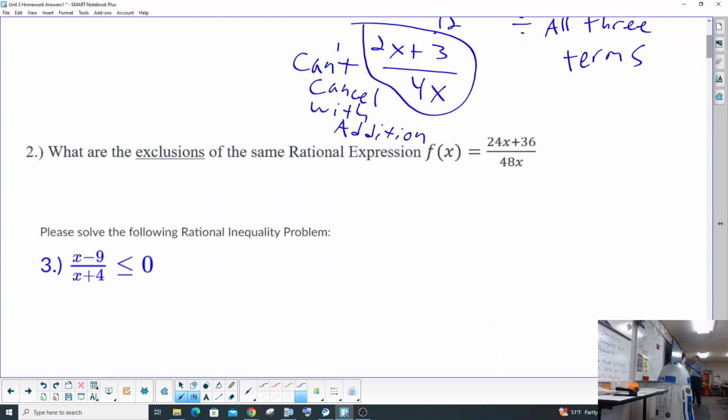And then the answer for number 2, what are the exclusions of the same rational expression? So the exclusions is what makes it go to 0 at the bottom, right? Can't divide by 0.